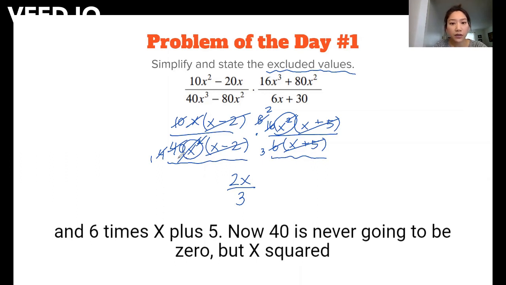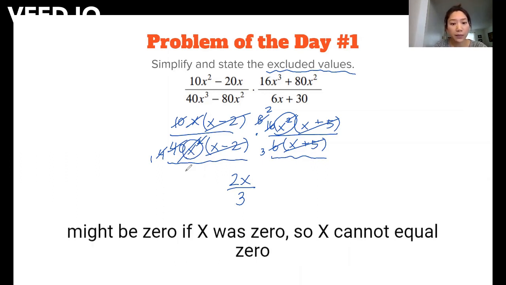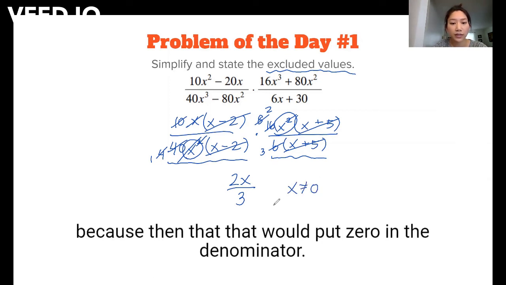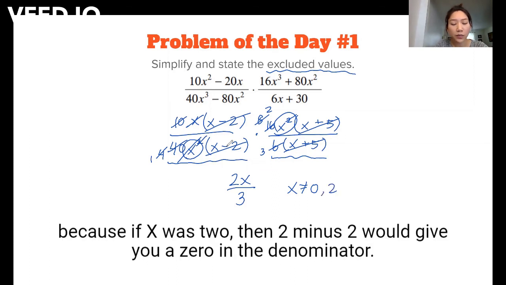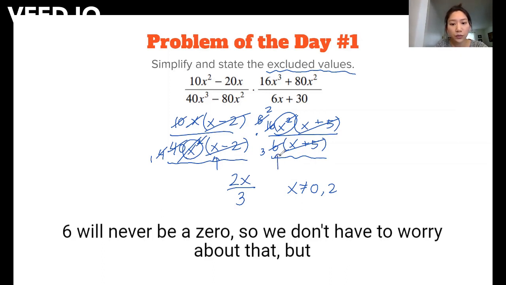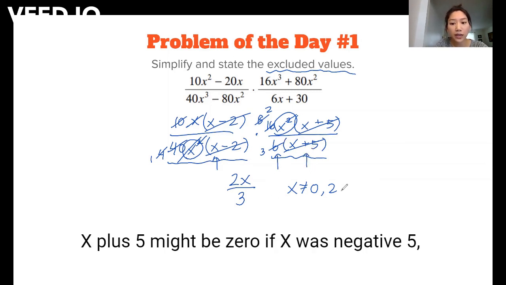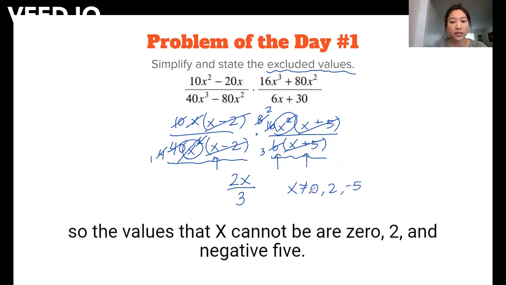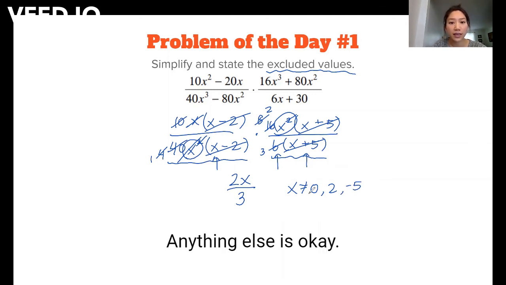Now, 40 is never going to be 0, but x squared might be 0 if x was 0. So x cannot equal 0, because that would put 0 in the denominator. X can also not be 2, because if x was 2, then 2 minus 2 would give you a 0 in the denominator. Over in the second fraction, 6 will never be a 0, so we don't have to worry about that, but x plus 5 might be 0 if x was negative 5. So the values that x cannot be are 0, 2, and negative 5. Anything else is okay.